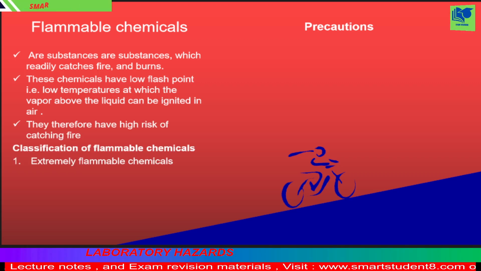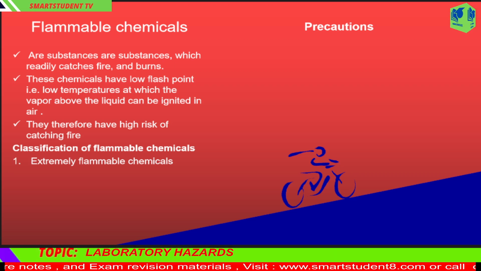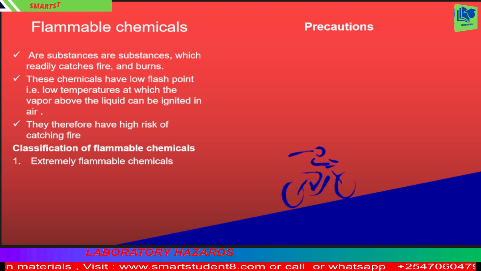A. Extremely flammable chemicals. These are liquids with a flash point below 0 degrees centigrade and a boiling point of 35 degrees centigrade or below, e.g. acetone and diethyl ether.